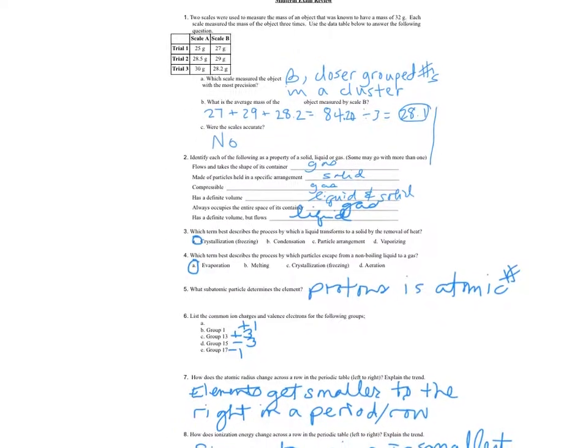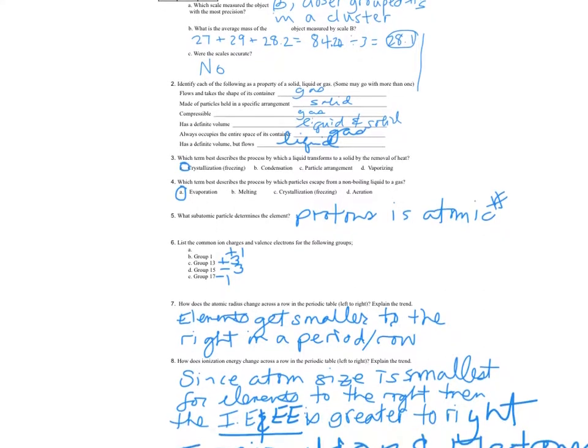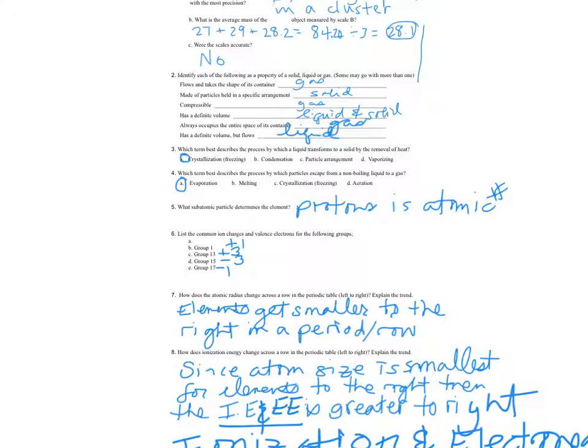Question 2, identifying solids, liquids, and gases. Going back to your slides and your PowerPoint review, you should look back at them if you're not sure how to identify solids, liquids, and gases by these descriptions. Question 3: which term best describes the process by which liquids transform to a solid by the removal of heat? That's going to be freezing or crystallization. If the shape flows in a container, that would be a gas. Gases are compressible. Liquids and solids both have a definite volume, and gases will occupy the entire space of the container.